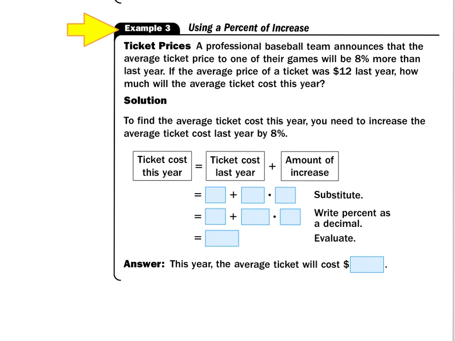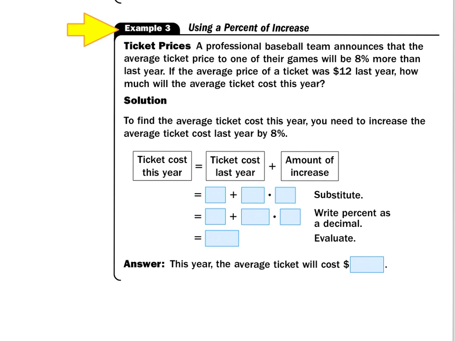A professional baseball team announces that the average ticket price to one of their games will be 8% more than last year. If the average ticket price last year was $12, how much will the average ticket price be this year? So we want to find the ticket price for this year. We have to take the price last year and add the amount of increase.